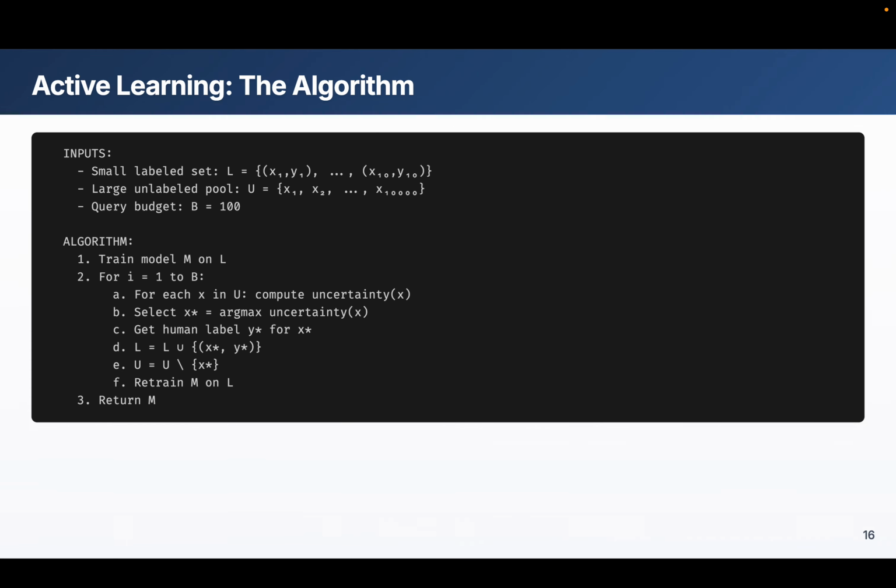Now you'll get a batch, let's say 10 such examples. So corresponding to 10 x, you'll get 10 y. You'll have to have the human being label those, or some other method of labeling those. Once you have that, you will add those 10 examples to the labeled data set L and remove them from the pool.